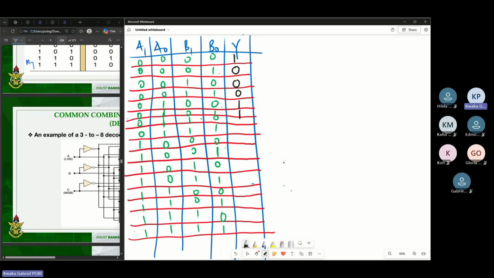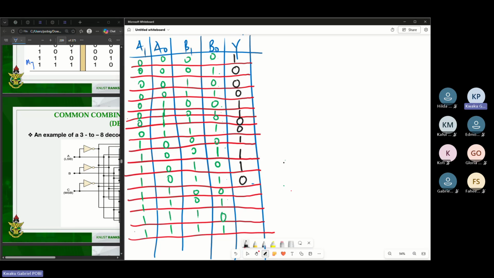Here I have 1 comparing with 2. So the output should be 0. We have 1 comparing with 3, so 0. We have 2 comparing with 0. 1, 0 is 2. 0, 0 is 0. So here is 1. Here, 2 comparing with 1, so high. We have 2 comparing with 2, so another high. 2 comparing with 3, so 0.